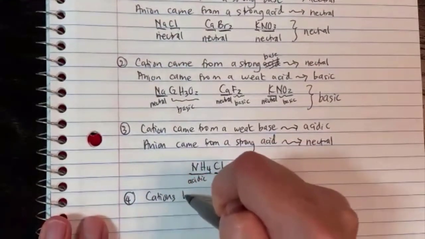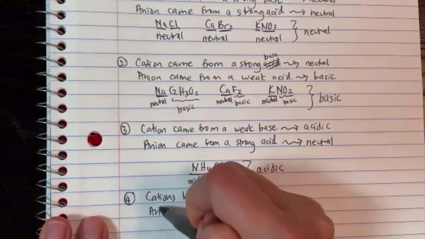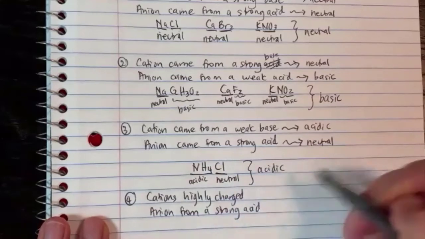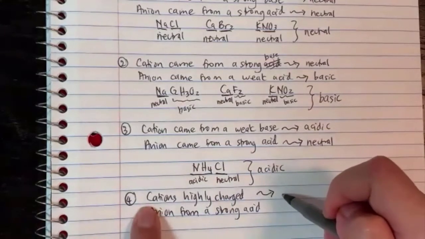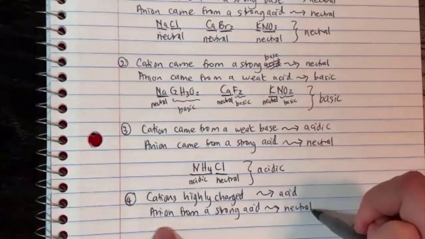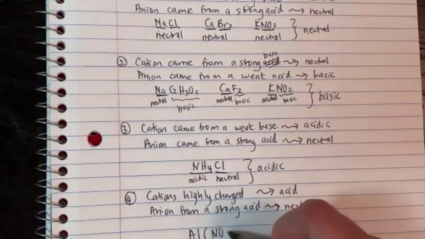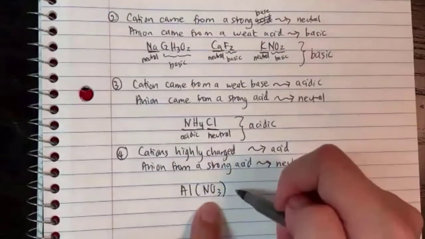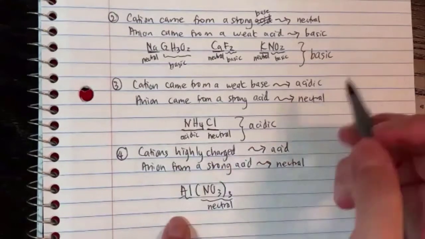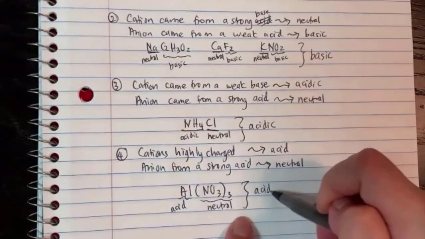And then we have highly charged cations with an anion from a strong acid. In this combination, this one here will be acidic. From a strong acid, it would be neutral. An example would be aluminum 3+, and you end up with nitrate, because nitrate is from nitric acid. This is neutral. This one, aluminum 3+, is acidic. So if you measure the pH of this solution, it will actually give you an acidic pH.